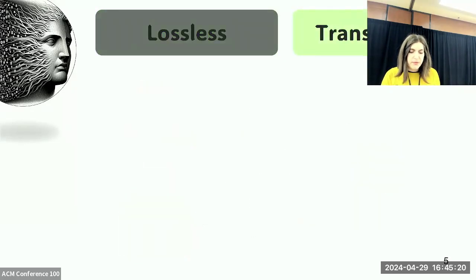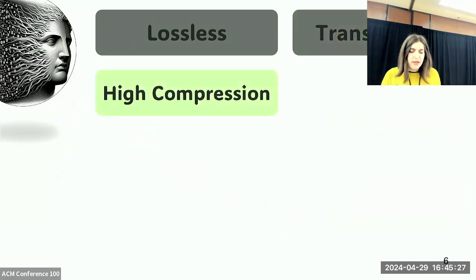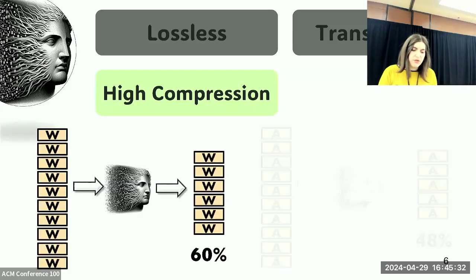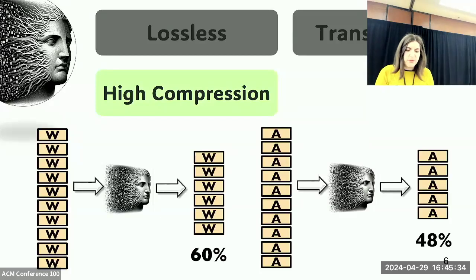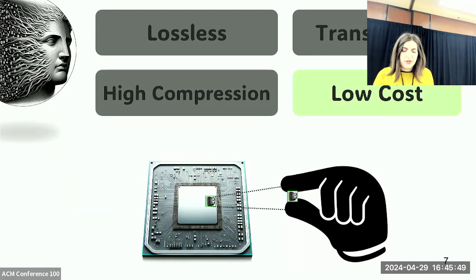Atalanta is a programmer-transparent technique, and the low-level driver manages the data transfers discretely. And finally, Atalanta provides high compression efficiency. On average, it reduces the size of the weights to 60% and activations to 48% of their original volume. This translates directly into significant cost savings and improved efficiency. Atalanta comes with low cost. It incorporates just tiny additional hardware units, which hardly affect the overall energy consumption and resources.